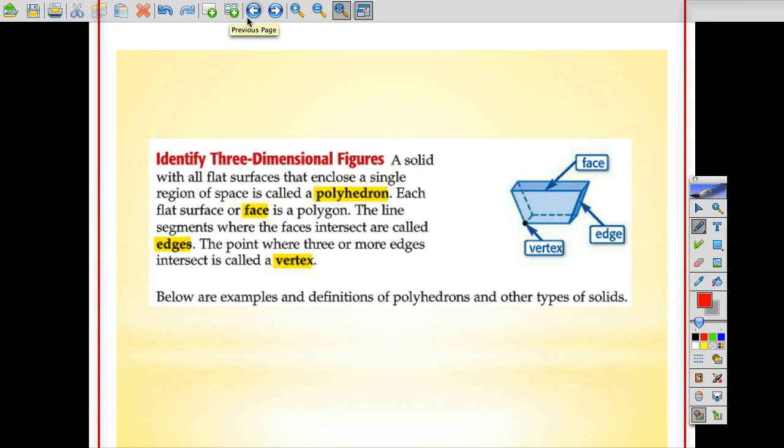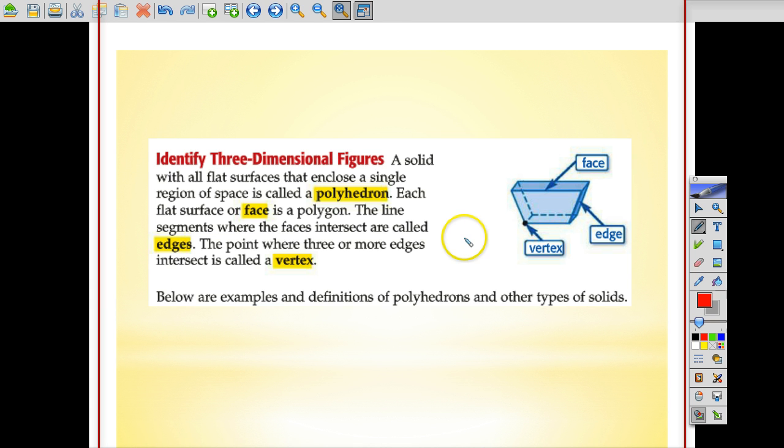Identifying three-dimensional figures. A solid with all flat surfaces that enclose a single region of space is called a polyhedron. Okay, so they're made of polygons. Each flat surface or face is a polygon, and a solid is called a polyhedron. The line segments where the faces intersect are called edges. So each line is called an edge.